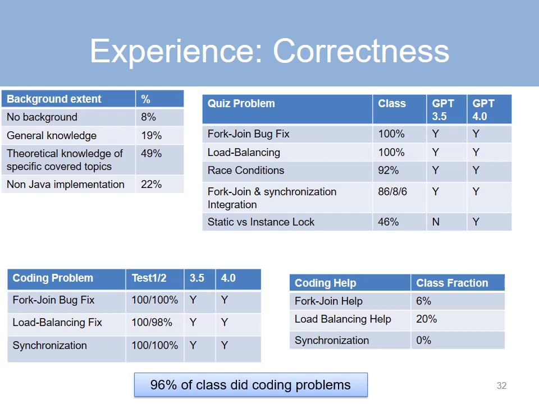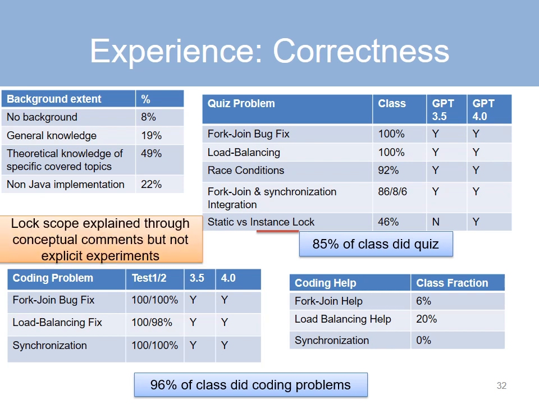And quiz questions, they got it mostly right. Not everybody did the class quiz, and the tricky one was the static versus instance lock thing, and 46% got it right. And then I also show you here what ChatGPT 3.5 and 4.0 did, which I already talked about earlier, that 3.5 did not get this question, and 4.0 got this question. And the reason why this lock problem was hard was because there were conceptual comments describing what happens, but there was no experiment to go and see what happens really. And so this shows you why experiments are useful in explaining concepts.